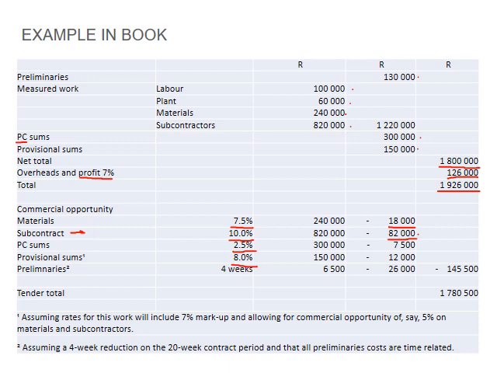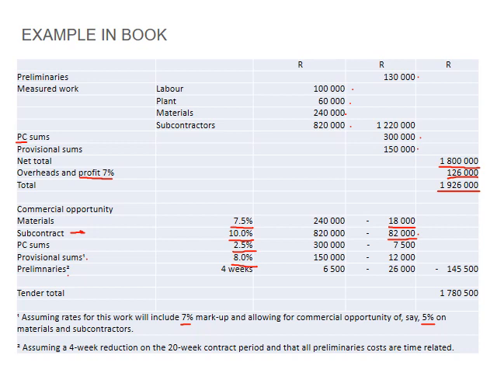Just look at the notes that they also include in this table for your provisional sums and your preliminaries. Assuming rates for the work will include 7% markup and allowing a commercial opportunity of say 5% on the materials and subcontractors. So yeah, it's just basically playing with the figures and mitigating your risks.